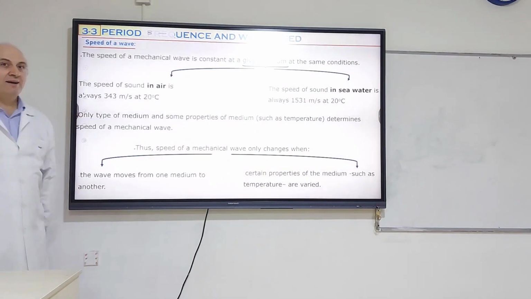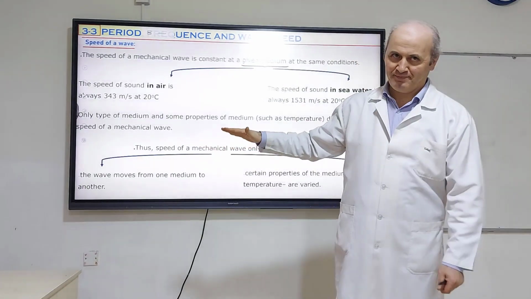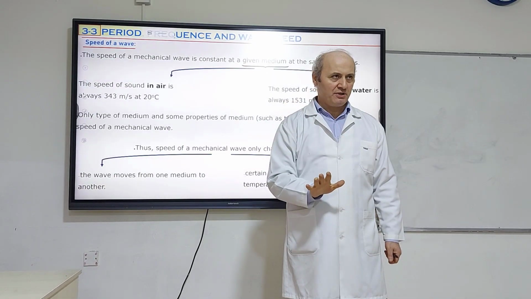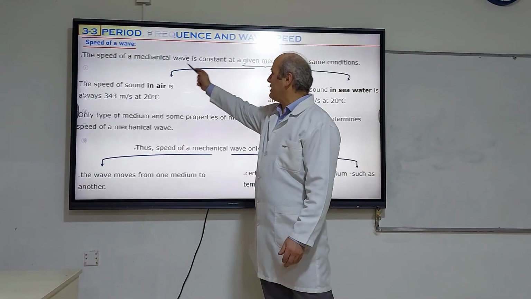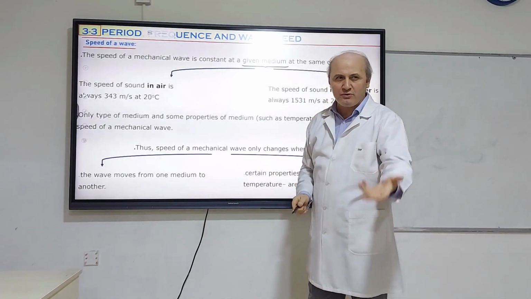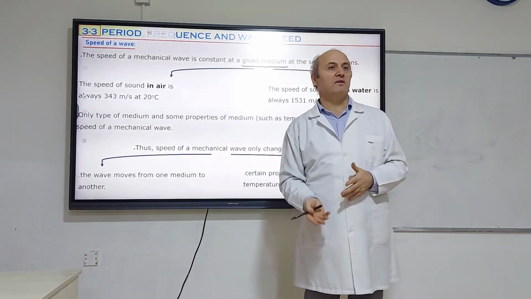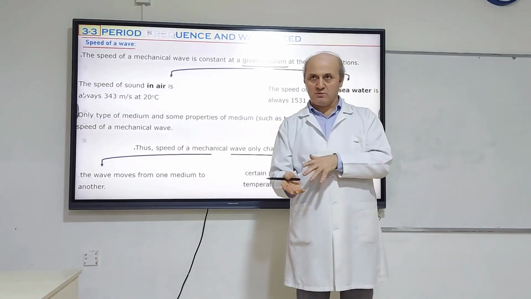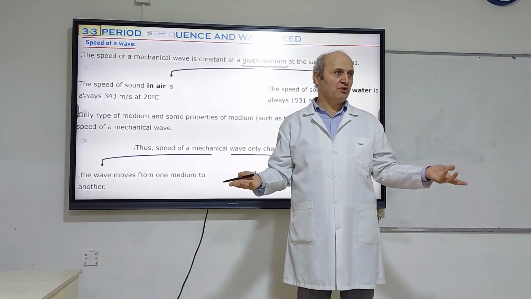But the speed of a wave depends on the medium. Only the medium, or a change in a property of the medium, not frequency. So the speed of a mechanical wave is constant in a given medium under the same conditions. Then if you want to change the speed of a wave, you have to transfer the wave from one medium to another, from air to water. It was the example I did in the test lab. From air to water, if the wave travels, what changes? Speed changes. Frequency and period are unchanged.